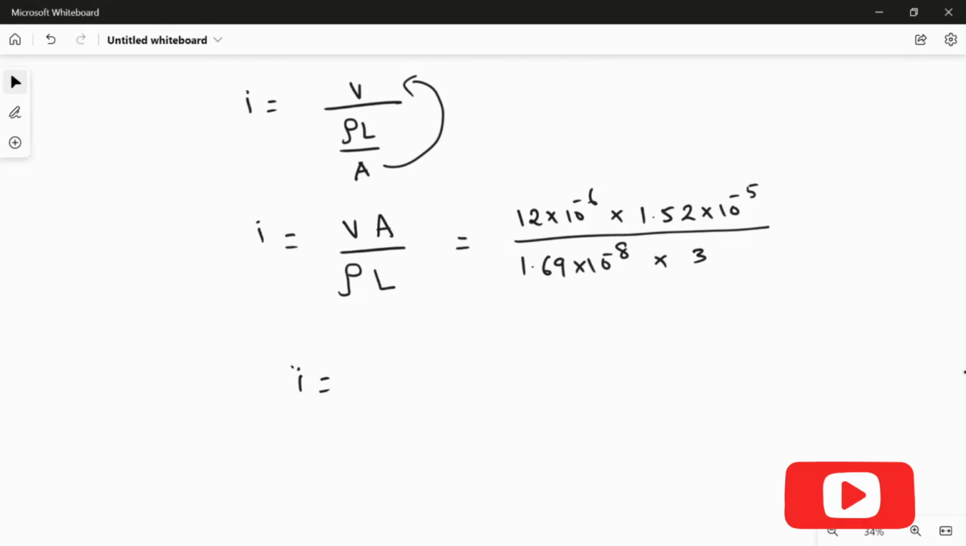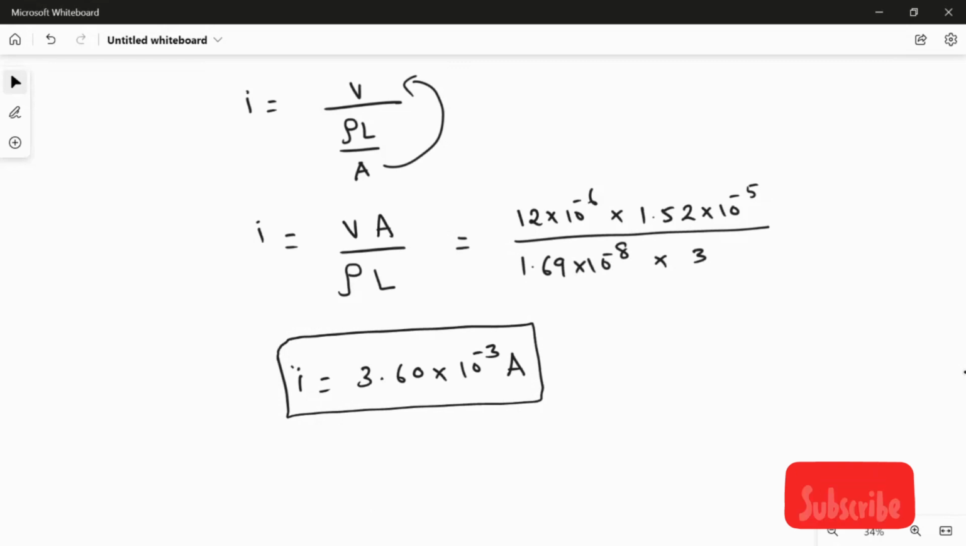So here I got the answer for the current as 3.60 multiplied by 10 power minus 3 ampere. So this much current is in the copper wire. This is the answer for this question. That's it. Thank you.